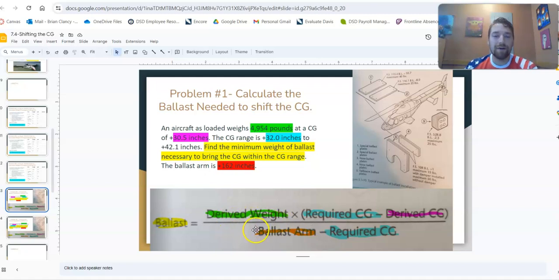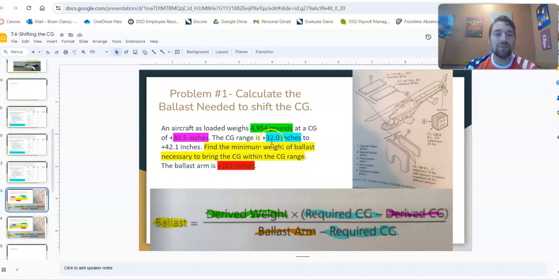you also need to figure out what the arm is, like where you're going to place that ballast and what that distance is to the datum. That's basically all you need. Once you have all that information, you can plug it into this magical formula right here, and it's going to tell you how much ballast you need to either put on or take away. If you're taking away ballast, then this number is going to be negative, like if you need to reduce the weight. But if you need to add weight, then this ballast number will actually turn out to be positive.